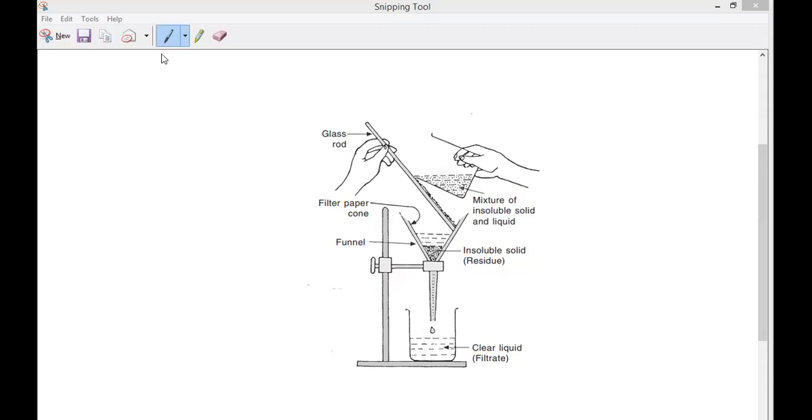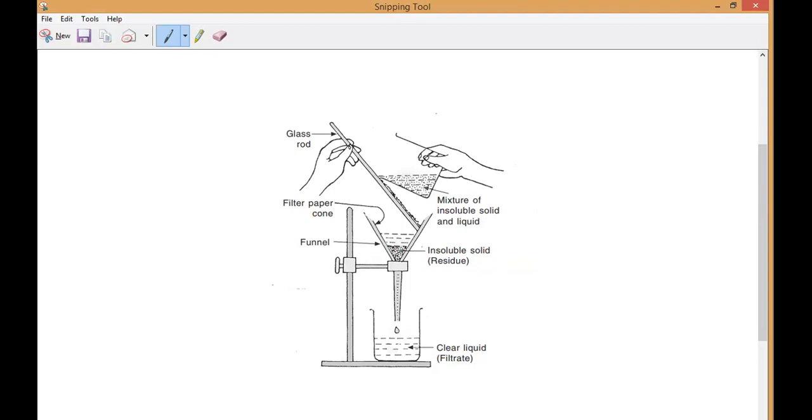So I fixed the filter paper inside this funnel, and you can see I fitted the funnel to the stand, the retort stand. I have placed a beaker below the funnel, and you can see I started pouring a mixture of insoluble solid and liquid. I have taken a sand and water mixture. Is it yes or no, everybody?